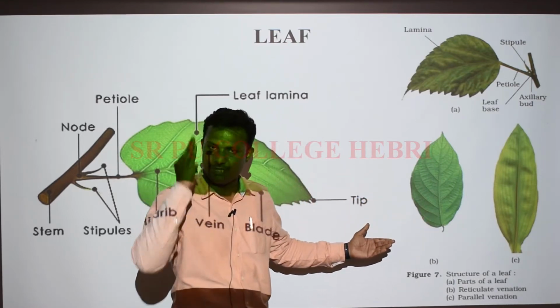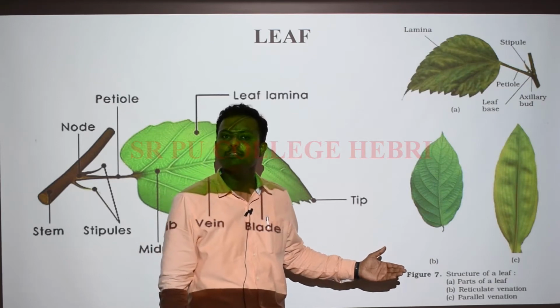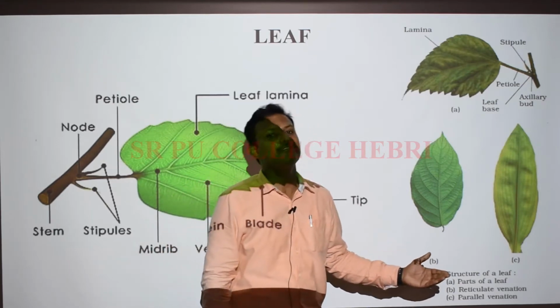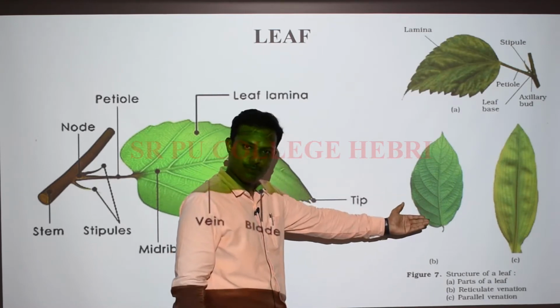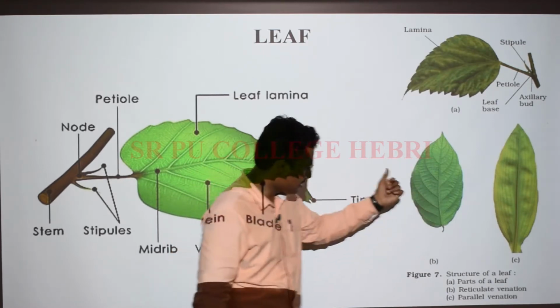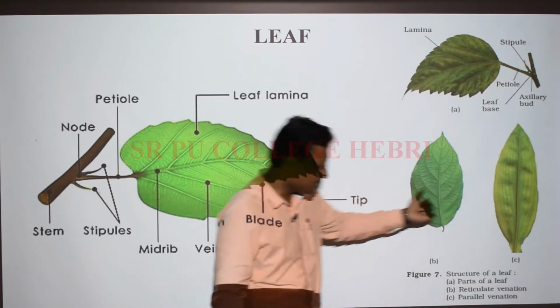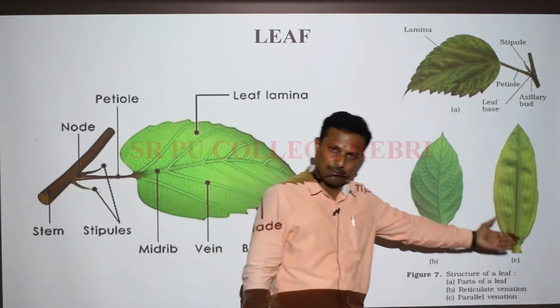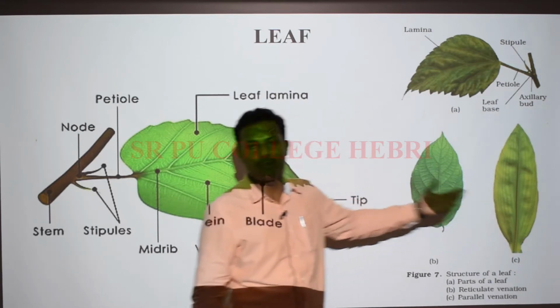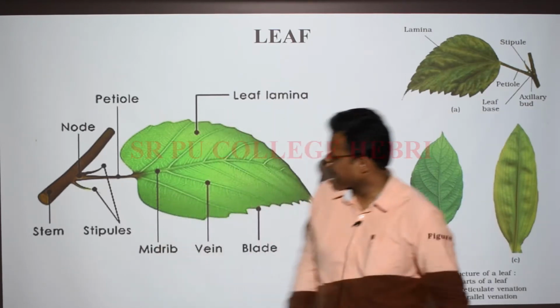Venation, the definition of venation is very important. Arrangement of the veins and veinlets on the leaf lamina or leaf blade is called venation, and these are the types. So this is reticulate, this is parallel. This reticulate can be observed commonly in the case of dicot plants. The parallel venation is commonly observed in monocot plants, right?